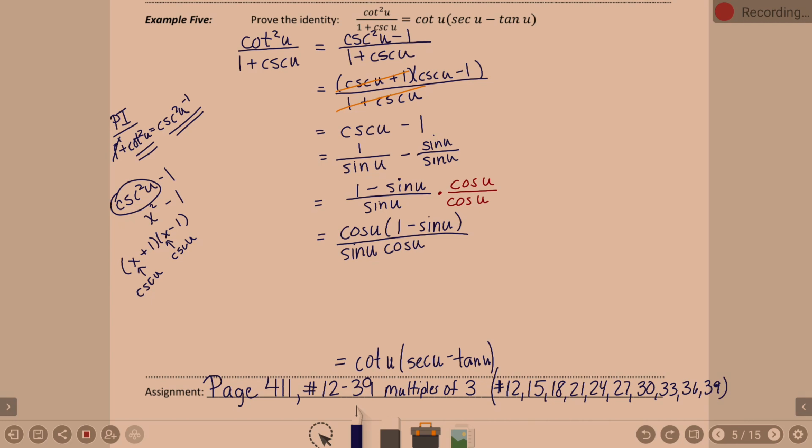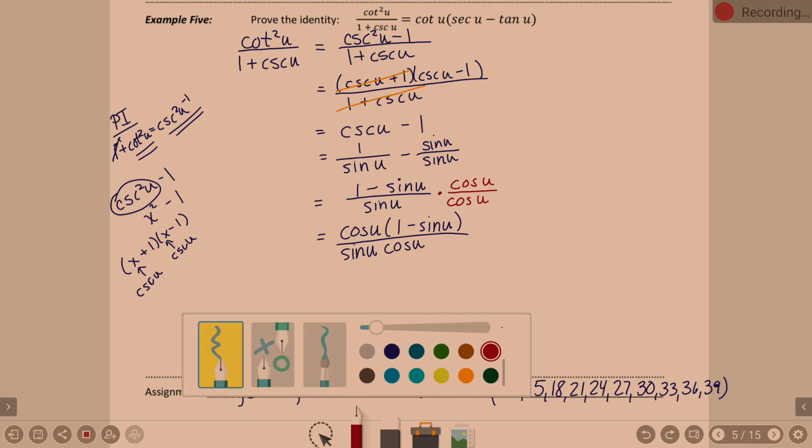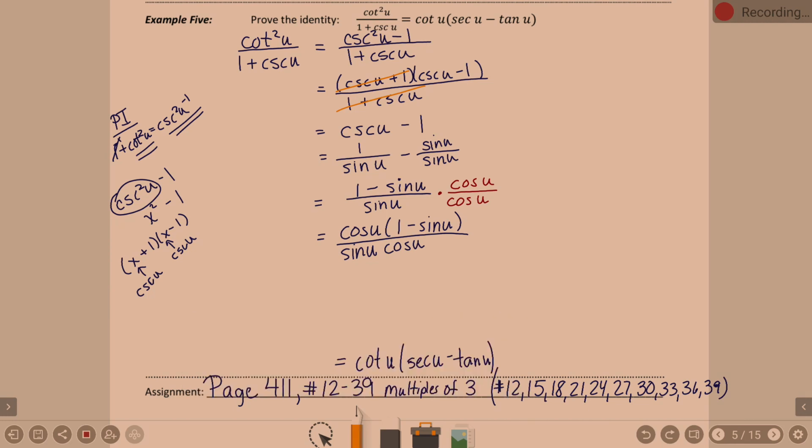As I said, this is a tough one to see because you really just have to pull stuff out of the air and make it happen, which makes it tougher to see and do. You want to multiply by the reciprocal or conjugate? I don't know. Okay. So what I tried to set up on purpose is that it's cosine u times 1 minus sine u, over sine u times cosine u.